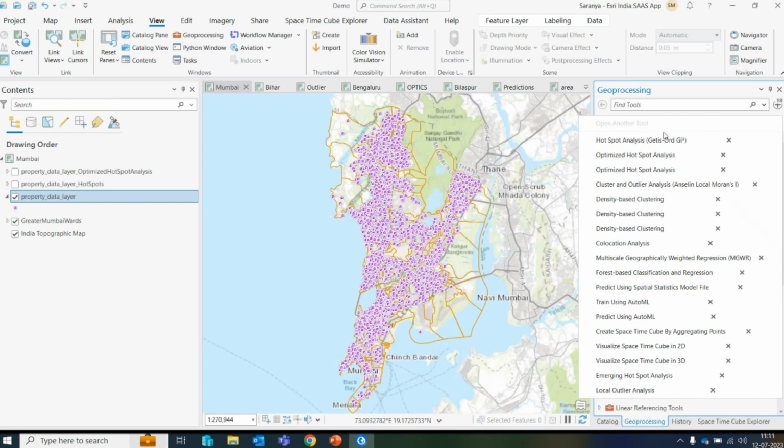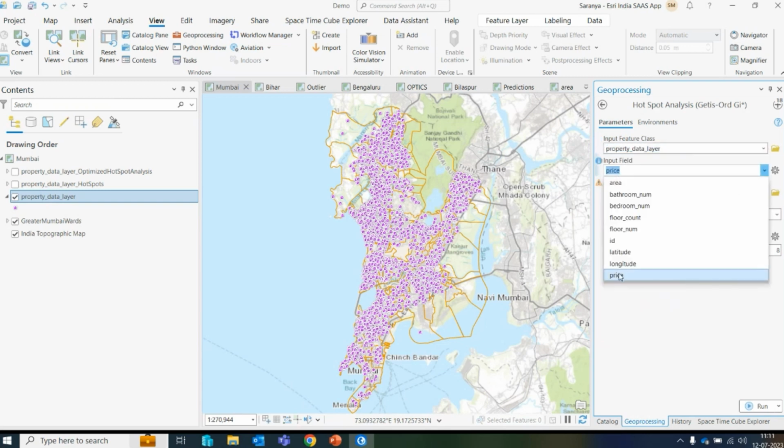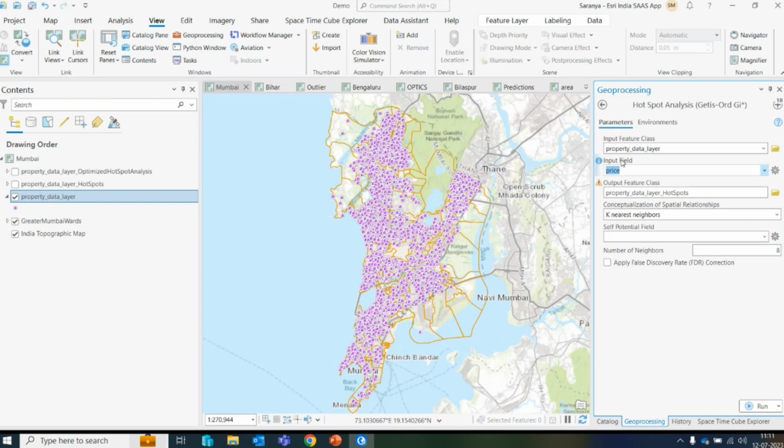If you want to identify areas where high price properties are together, then you can do a quick hotspot analysis. The Getis-Ord Gi star statistic, which we discussed in the slides, is what we are using here. This tool is very simple and straightforward. You must have already used it. For input, you pick the feature layer of interest. The input field will be price, as I'm interested in finding high priced hotspots. Then there is the conceptualization of spatial relationships, which we discussed just now.